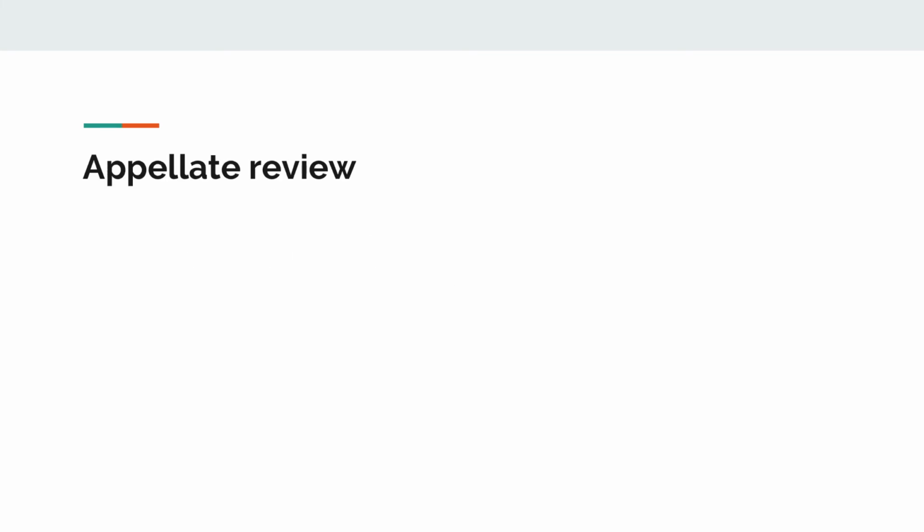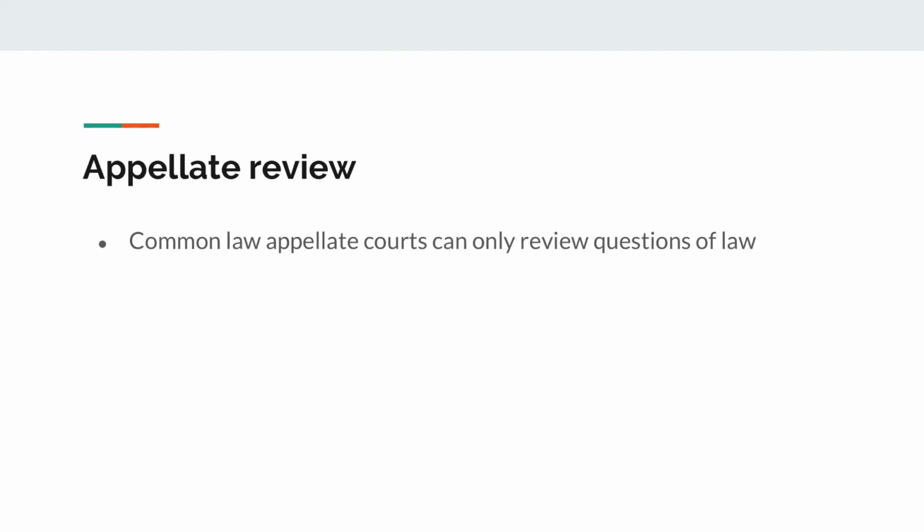Finally, appellate review. Common law appellate courts can only review questions of law. The jury is the ultimate decider of facts, and at a higher level, even the Supreme Court of the United States cannot go back and review a fact decision. So if the facts are determined by the jury, that factual determination remains with the court for the rest of the life of the lawsuit.